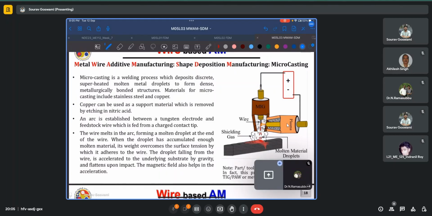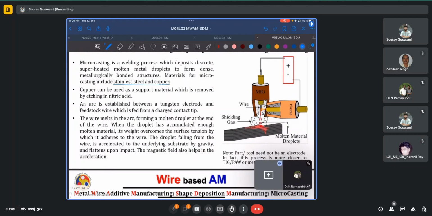And as we were saying, primarily the materials which have been explored are stainless steel and copper. Stainless steel for the building material, copper for the support structure. It is etched away by an acid bath with nitric acid. And here the arc is established between the tungsten electrode, like TIG, and the feedstock wire, like MIG, from a charge contact tip. The wire is actually connected to the positive terminal, whereas the tungsten electrode is connected to the negative terminal. The circuit is completed by the contact of the arc with the wire, which is being fed continuously.